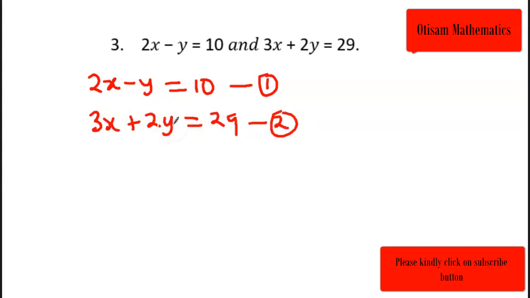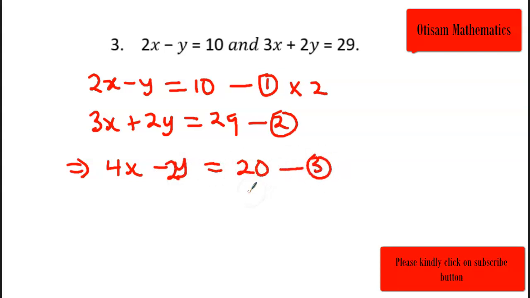Now look at these two equations. Y is easier to be eliminated. So we can multiply equation 1 by 2. So we have 2 times 2x, 4x, and then 2 times minus y, minus 2y, which is equal to 20. So let's label this one as equation 3. So looking at equation 2 and 3, if you add the 2, y will be eliminated. So equation 2 plus equation 3.